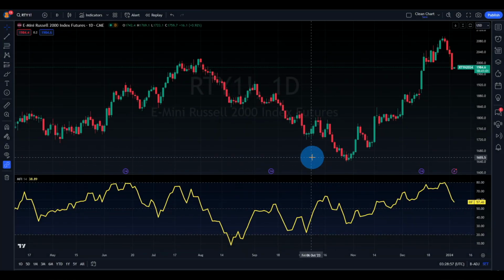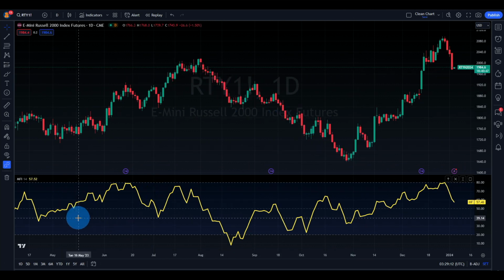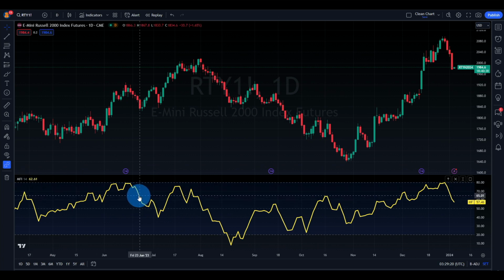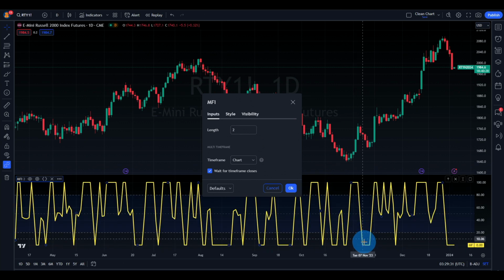And here is the money flow index on the chart. I have here the Russell 2000 futures, and at the bottom we can see the money flow index indicator and the two levels of overbought and oversold. The default is 14, which of course is meaningless as usual. But if you open it up, you can change this, and if you switch it to 2, which we compare with RSI 2, you can see now we get many more signals.